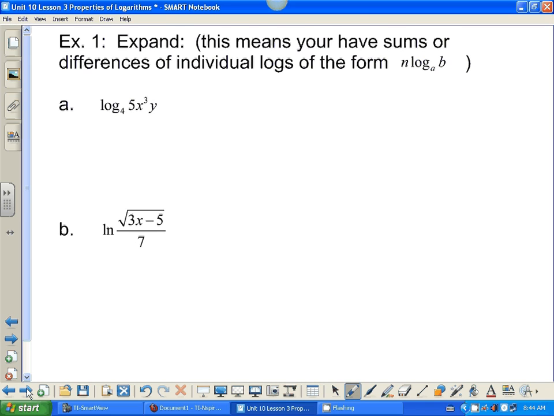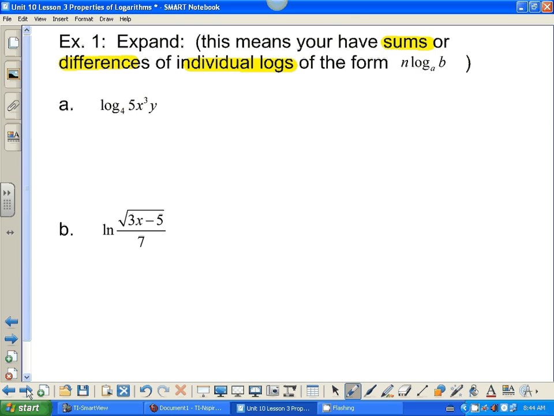So here we go. We're going to expand. What it means to expand is you are going to have a string of sums and differences of individual logs. In other words, you're going to see the word log or ln multiple times in your final answer. So let's look at problem A.